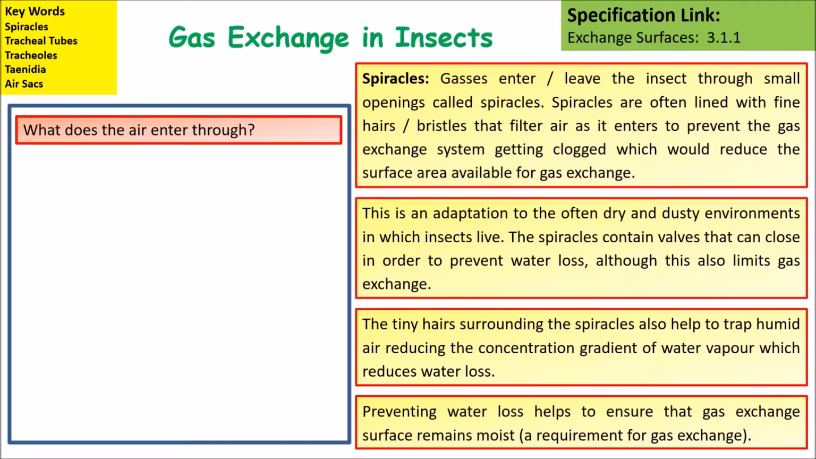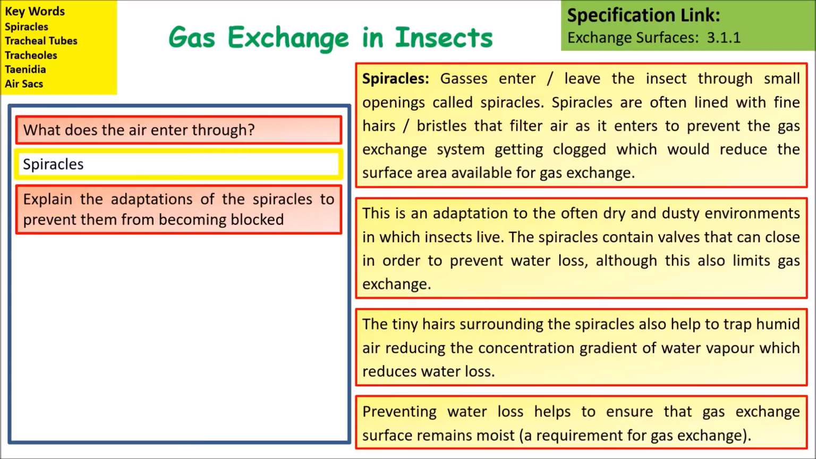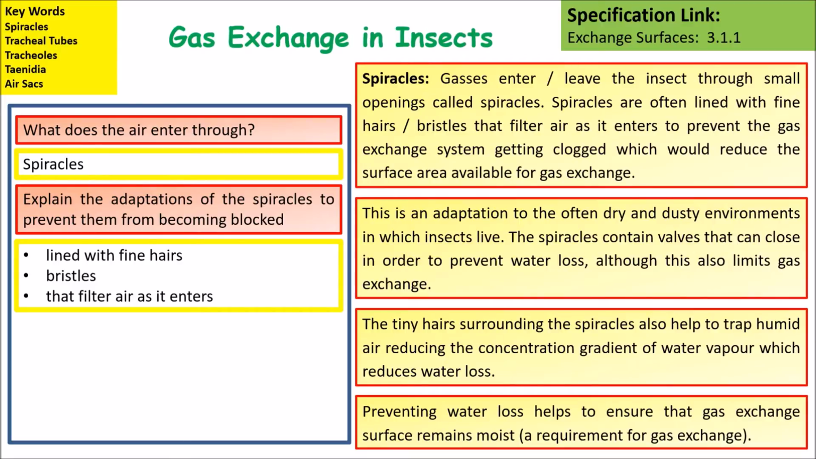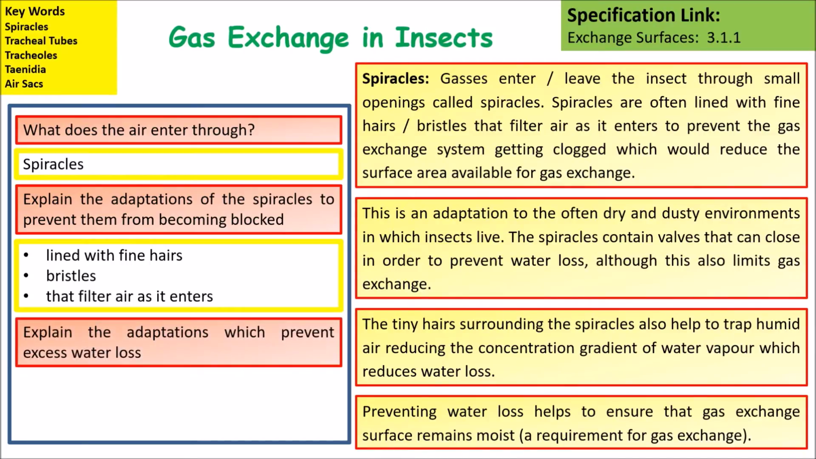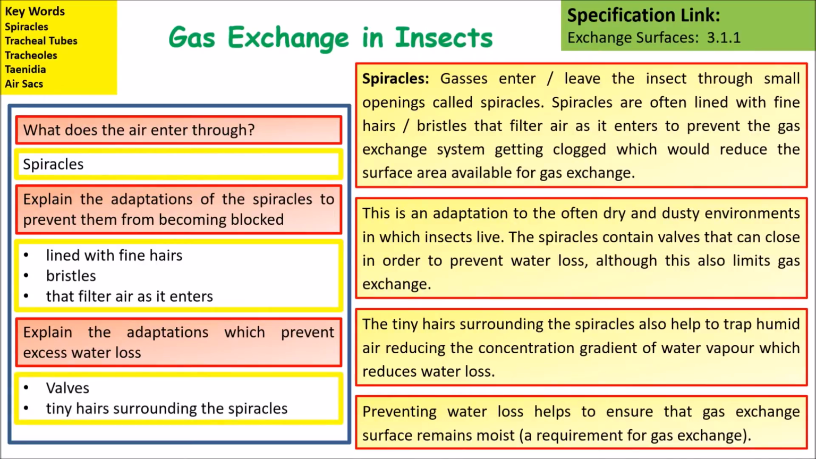So, what does the air enter through? Like we just said, it's the spiracles. If we're explaining the adaptations of the spiracles to prevent them from becoming blocked, key things to think about are that they're lined with fine hairs or bristles that filter the air as it enters. If we're explaining the adaptations which prevent excess water loss, key things are that there are valves and there are tiny hairs surrounding the spiracles which trap moist air near the surface, therefore reducing water loss.